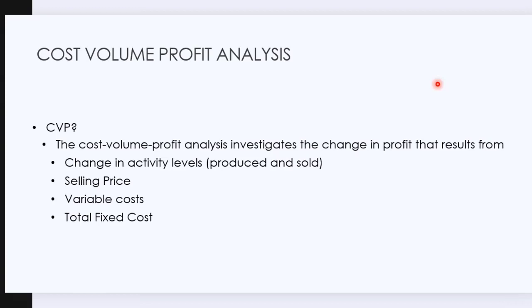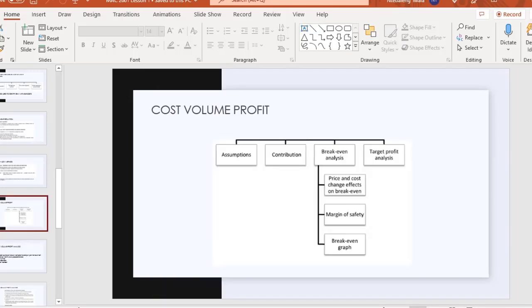So CVP, as I've mentioned, it investigates changes in your profit. What comes to your mind as to what could change your profit? Let's think about what elements could change your profit, guys. It could be the level of activity within the organization in terms of the product produced, the product sold, and also their selling price. If maybe they decide to decrease their selling price based on the customer behavior, and also in terms of their affordability.